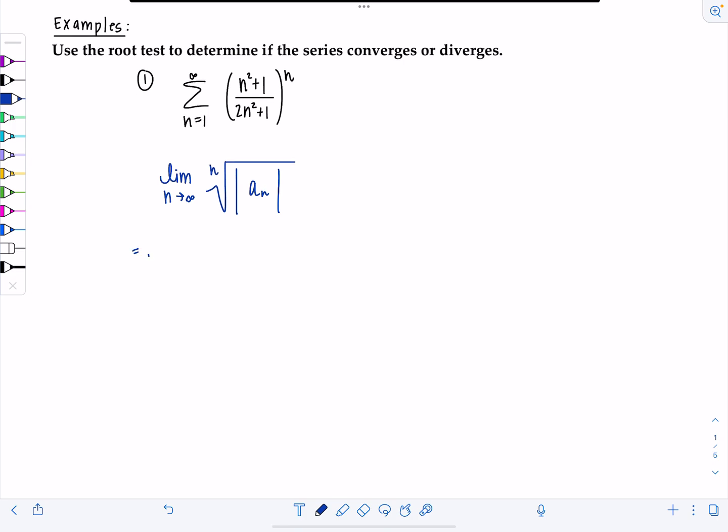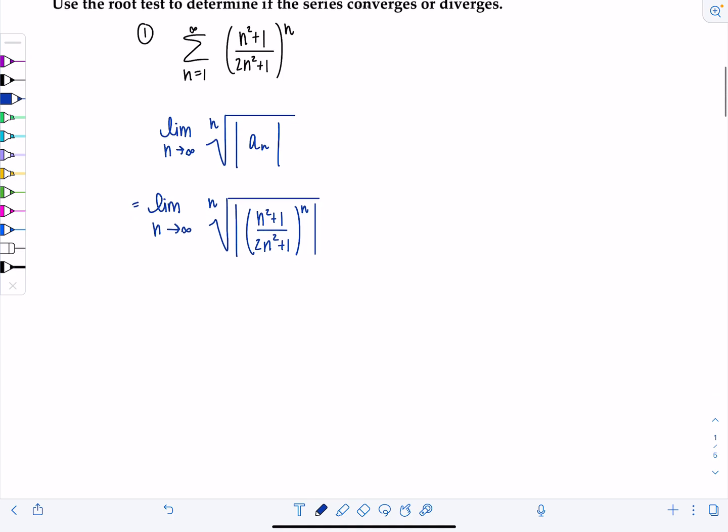So here, I'm going to look at the limit as n approaches infinity of the nth root of the absolute value of n squared plus 1 over 2n squared plus 1 to the n. Okay, the absolute value in this particular series isn't really doing much for me because none of the terms are going to be negative anyways. n goes from 1 to infinity. There's no alternating component. There's no negative 1 to the n. I'm not finding a radius of convergence. There's no x's in here, so I can drop them after this step, all right?